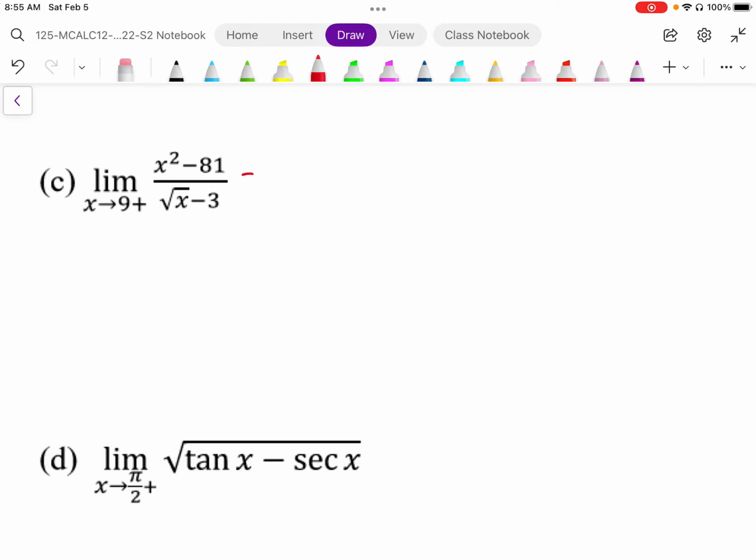So here again in C, we're going to plug in our 9 to start. So we end up with 9 squared minus 81, which is 0. Square root of 9 minus 3, which is 0 as well. So we end up with 0 over 0. That is our condition for L'Hopital's. So I'm going to apply L'Hopital's.